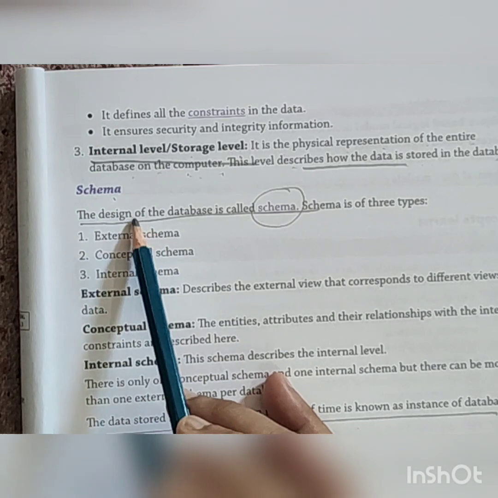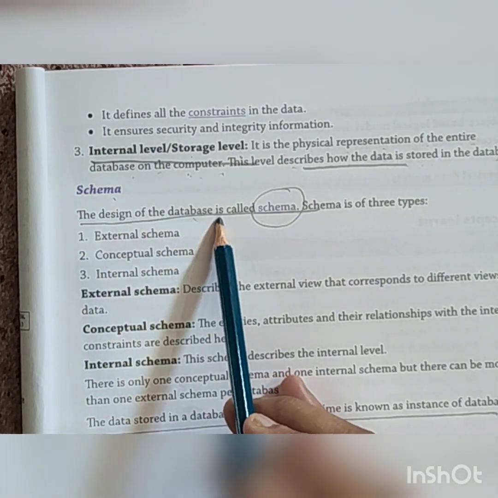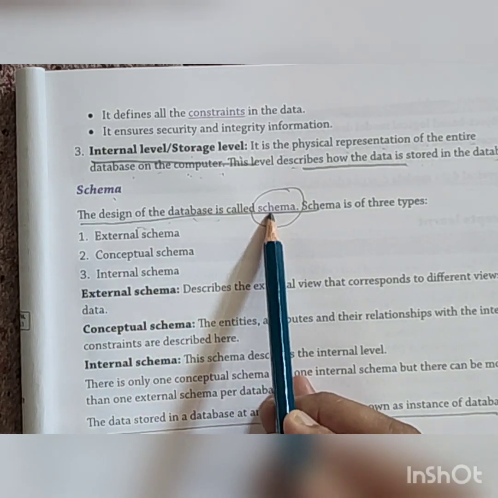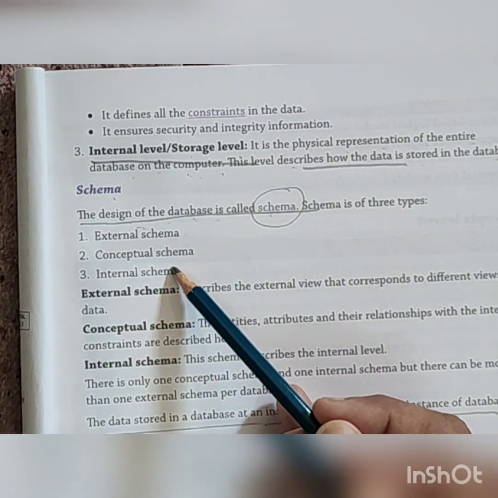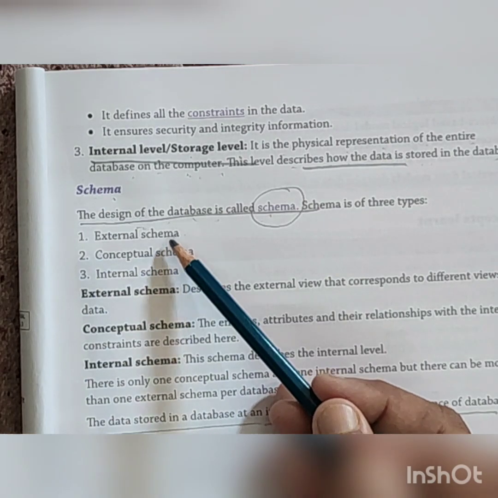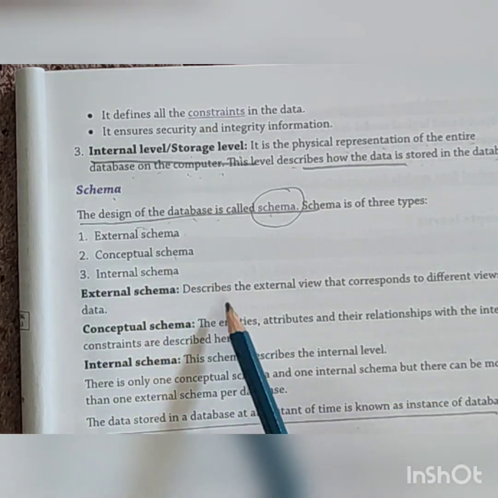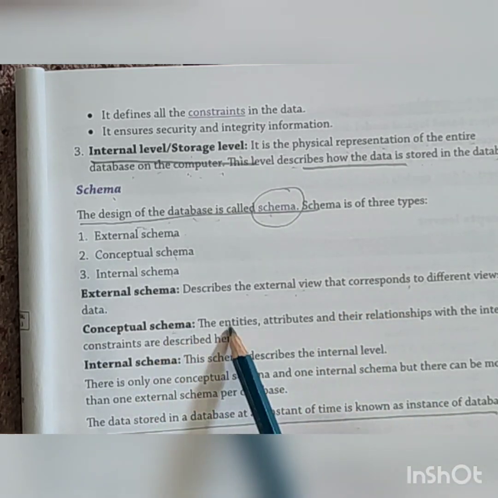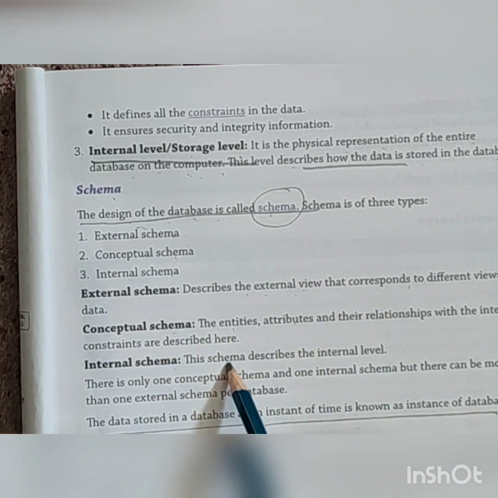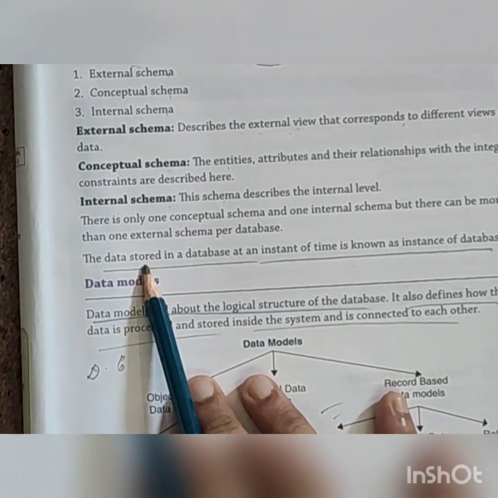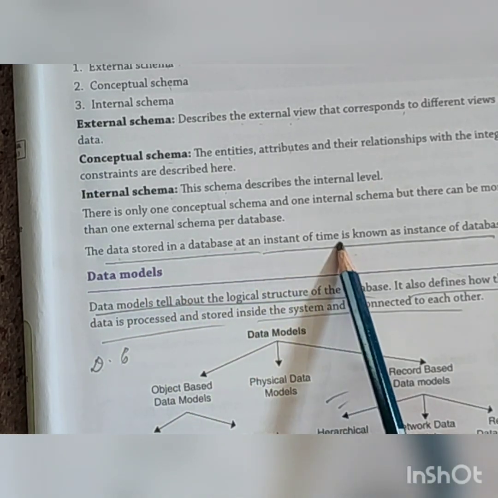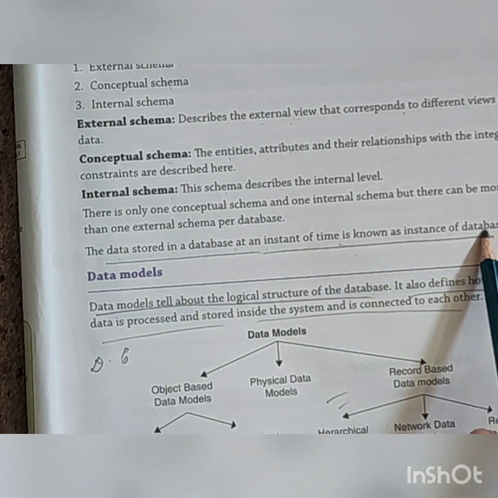Schema. What is a schema? The design of the database, how the database has been designed, is known as schema. There are three types of schema: external, conceptual, internal. External describes the view, conceptual describes how it is made, and internal describes the physical representation. The data stored in a database at an instance of time is known as an instance of the database.